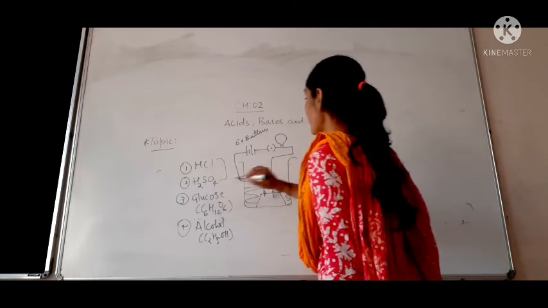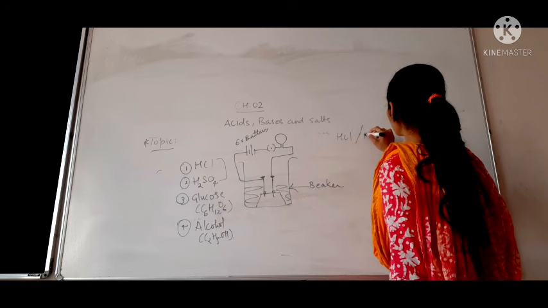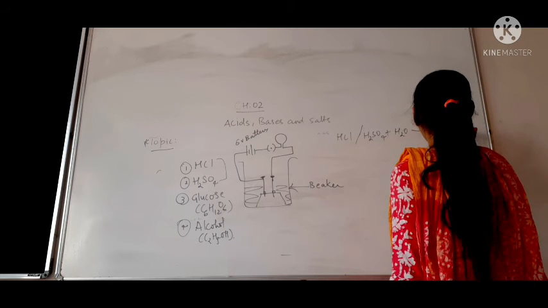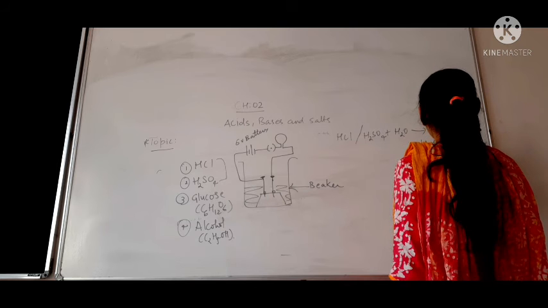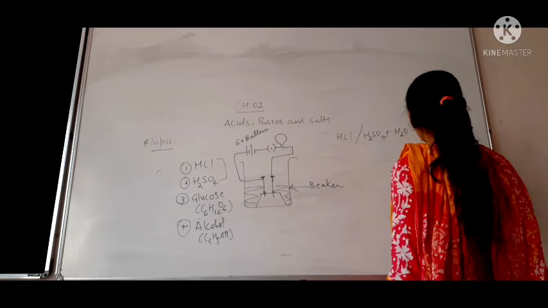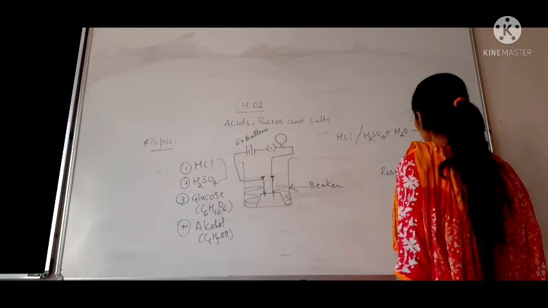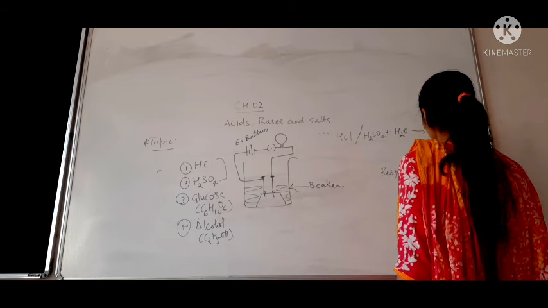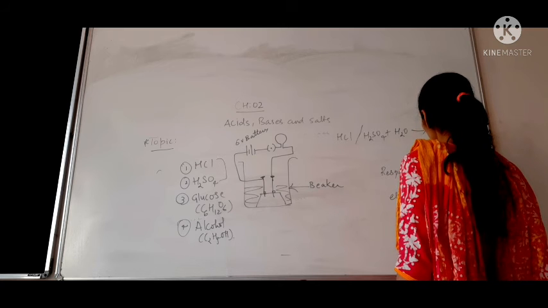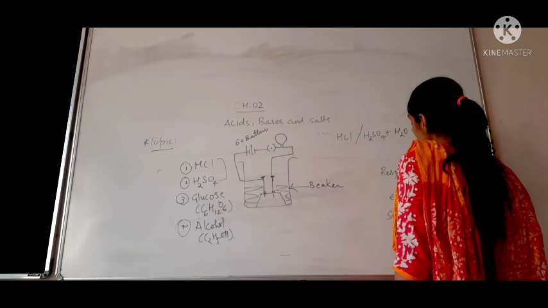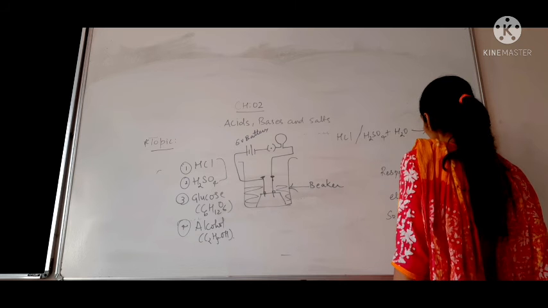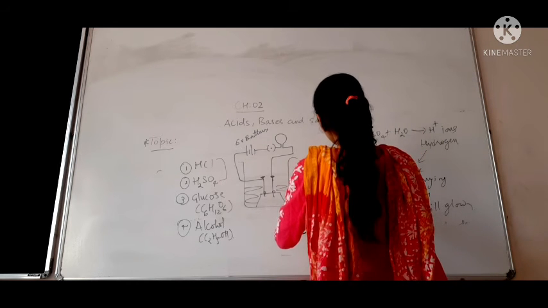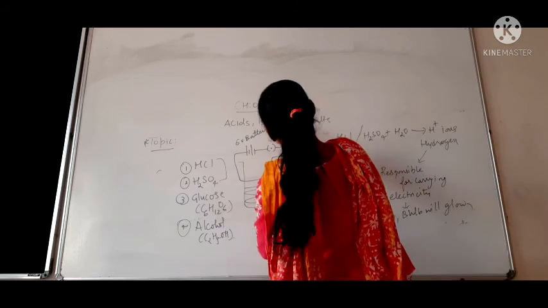So what happened when I am taking HCl and H2SO4? Whenever I dissolve them in water, they release H plus ions, that means hydrogen ions, which are responsible for carrying electricity. So the bulb will glow in both solutions. If I am taking HCl and H2SO4 repeatedly, the bulb will glow.